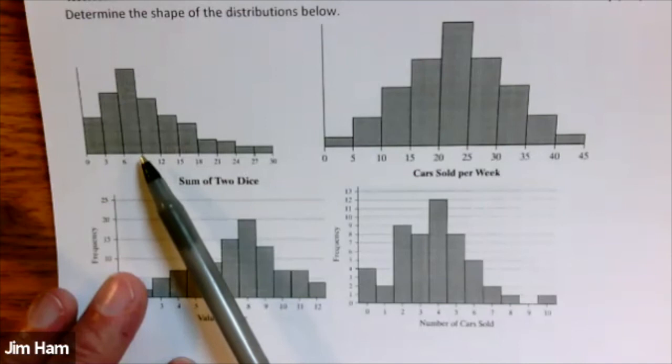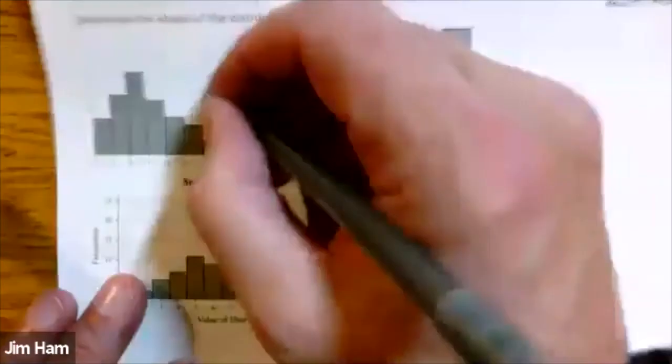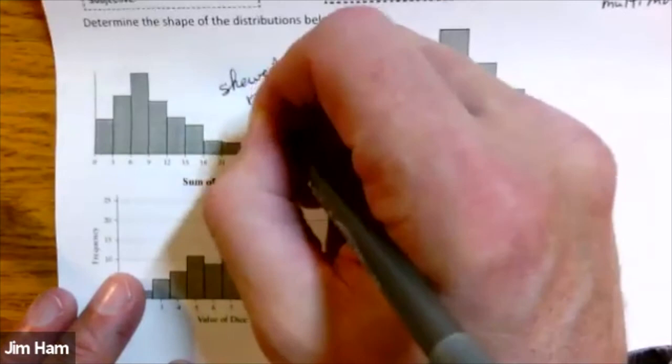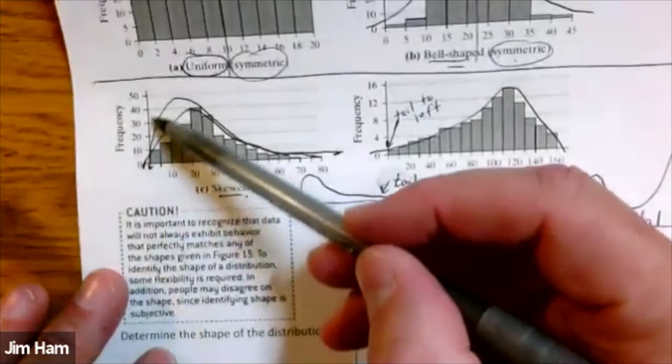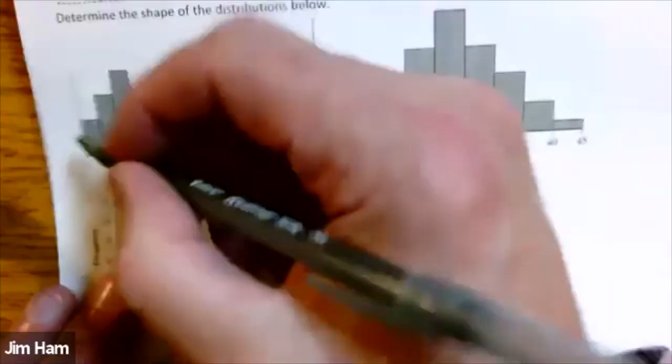Okay, what do you think about this one? Skewed left, skewed right, uniform, bell-shaped, bimodal. Okay, good, skewed right. It takes more of this shape right here where you have most of the values on the low side, and then you've got a couple of extreme values off to the right. So if I were to put a shape over here, it would look like this. How about this one? Okay, good, bell-shaped and symmetric.